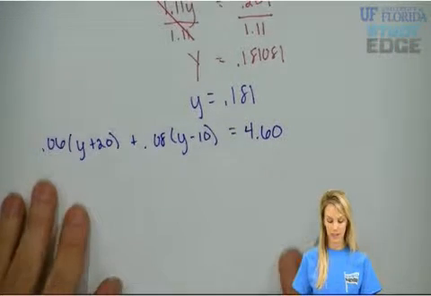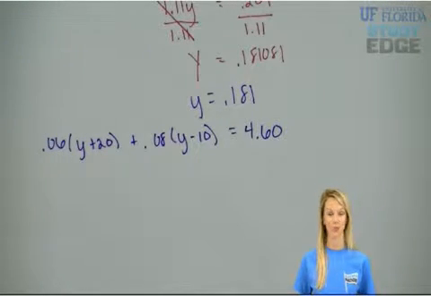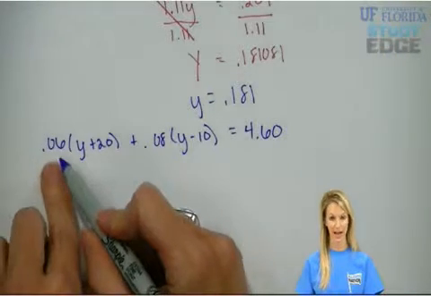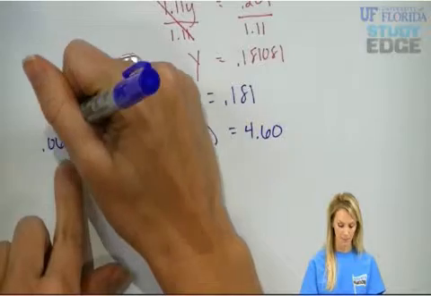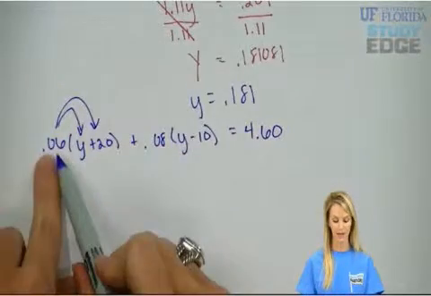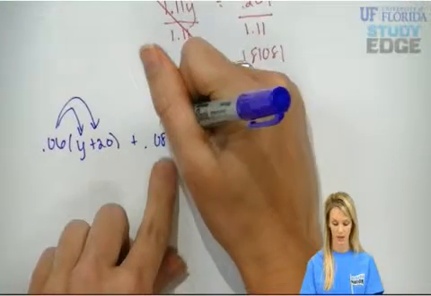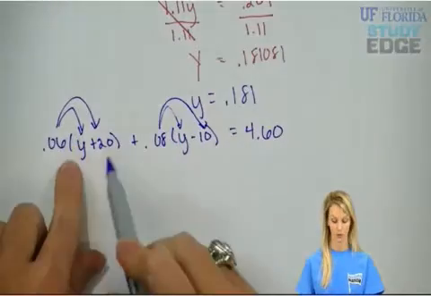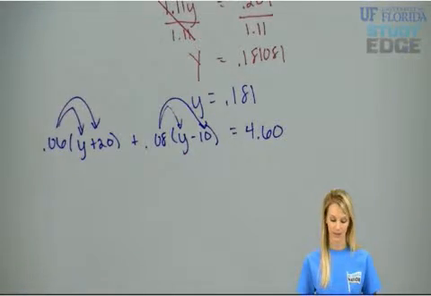All right, so what do we see here that pops out? Parentheses. I've got 2 places where I have parentheses. What do I do to get rid of parentheses? I distribute, right? I'm going to distribute whatever's on the outside of the parentheses to every term on the inside. And distributing means that I am multiplying. I'm going to multiply that outside term by each term on the inside. So I need to do that for this 0.06 times y plus 20 and this 0.08 times y minus 10. Let's see what I get.